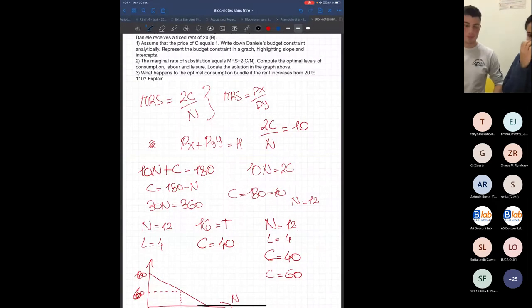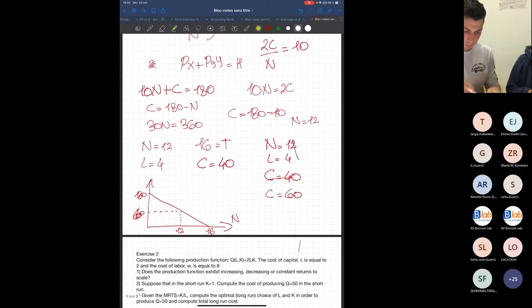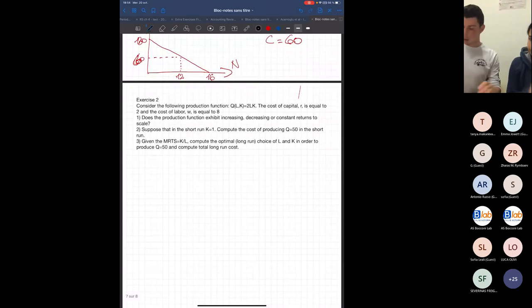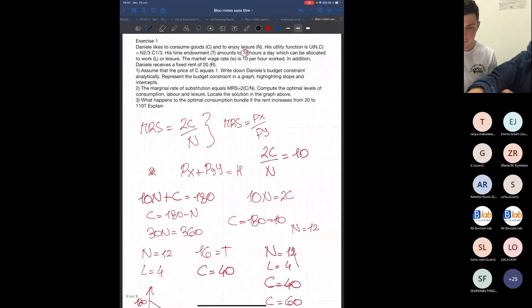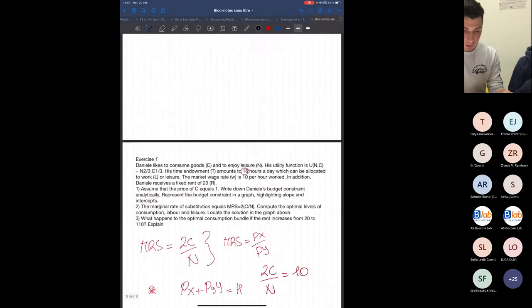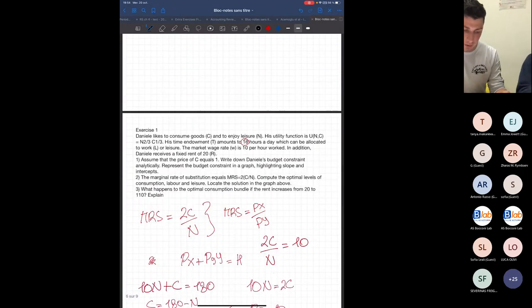Okay, guys, so we're gonna solve the third question now. Okay, now I'm gonna go straight here. So basically, what does the first question say? Okay, all good. What happens to the optimal consumption bundle if the rent increases from 20 to 110?